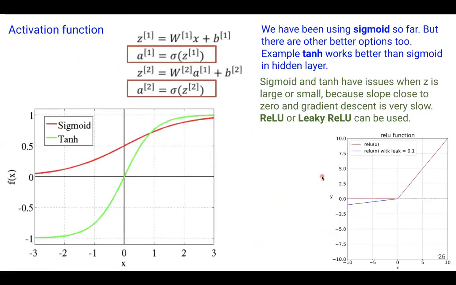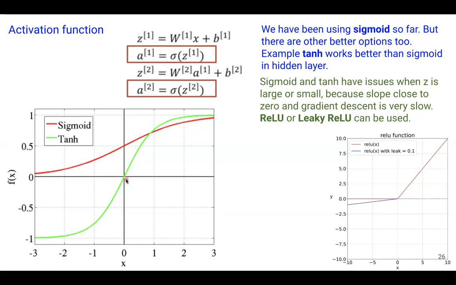So now, speaking of activation function, we have only talked about sigmoid so far, but there are actually better options too. Almost always tan hyperbolic works better than sigmoid in the hidden layers. This has something to do with the fact that tan h goes from -1 to +1. This green one is tan h. The shape is roughly similar, but the range is different.